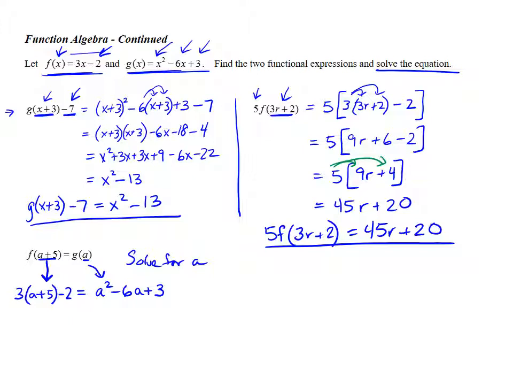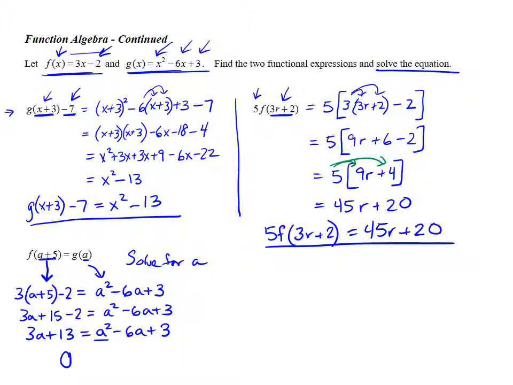So I need to simplify some stuff first. I'm going to distribute the 3. So 3 times a is 3a. 3 times 5 is 15. Minus 2. A squared minus 6a plus 3. 3a plus 13 when I collect like terms equals a squared minus 6a plus 3. Let me pause here for a moment. This is probably going to be a quadratic because of the a squared, so let's get everything on one side.